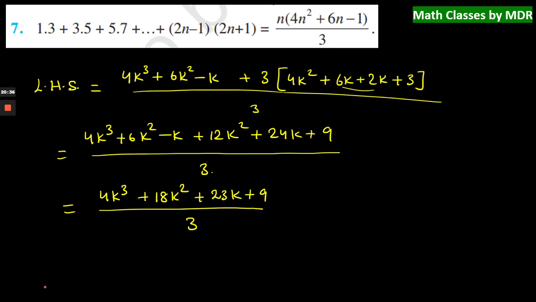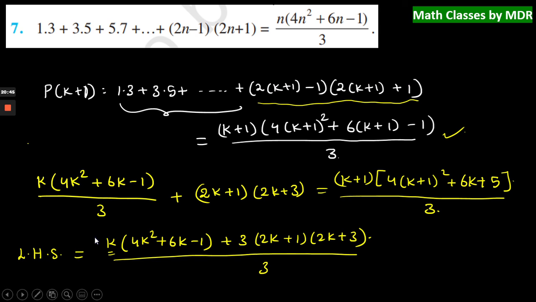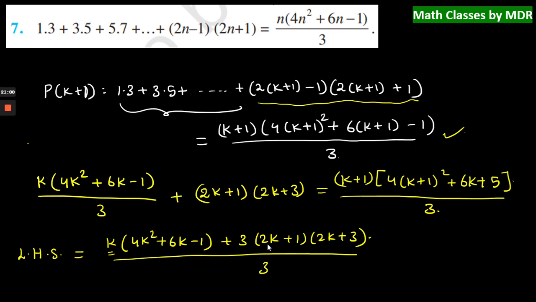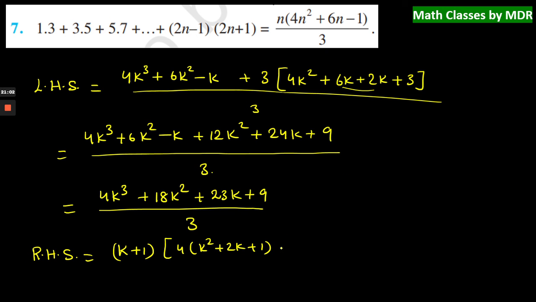Okay, instead of factorizing this, I prefer to take the right hand side and simplify that. So let us take the right hand side and simplify. So what do you have on the right hand side? k plus 1 into 4 into k plus 1 whole square, and let us simplify it. So k plus 1 into 4 into k plus 1 whole square is k square plus 2k plus 1 plus 6k plus 5, upon 3.